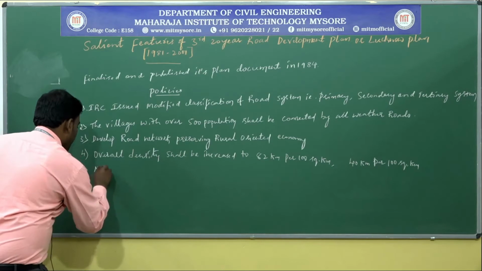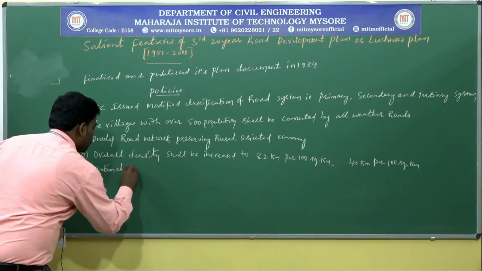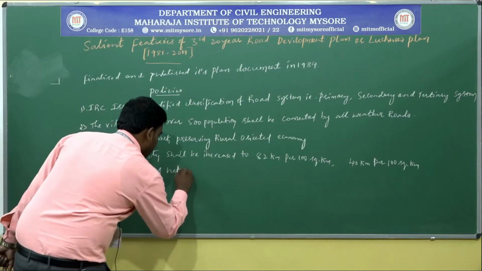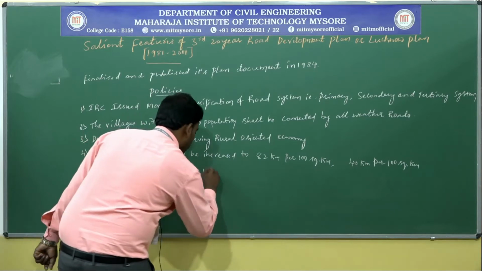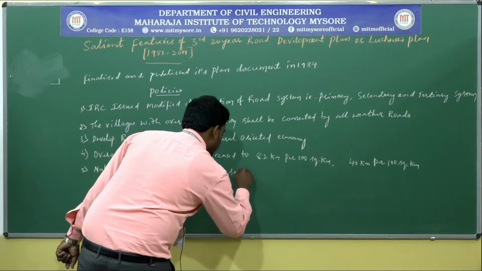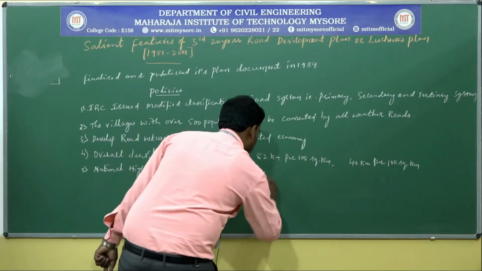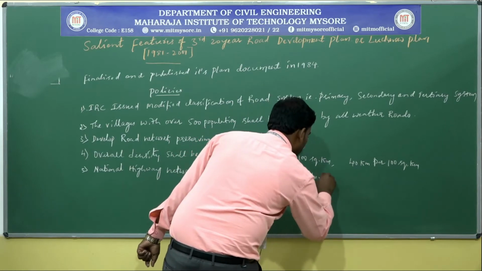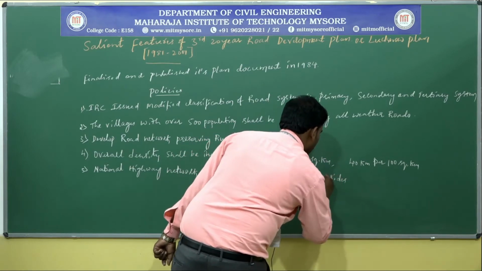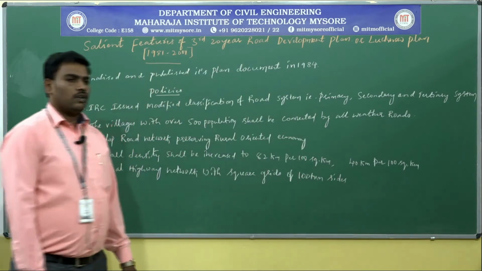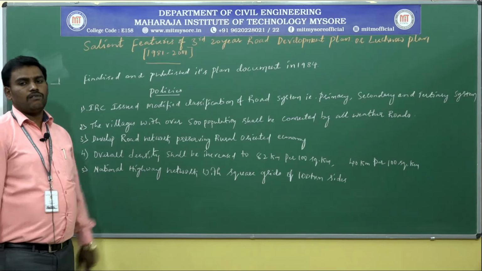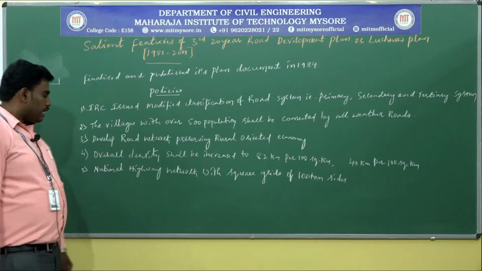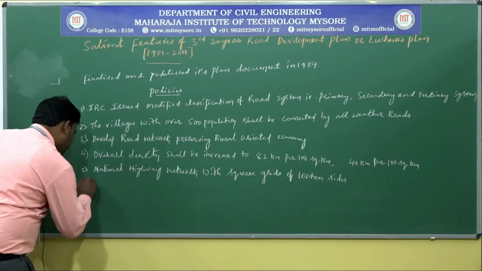National highway network with square grid of 100 kilometer sides. That is the fifth policy of the third 20-year road development plan. Is it clear? The next one is the sixth one.